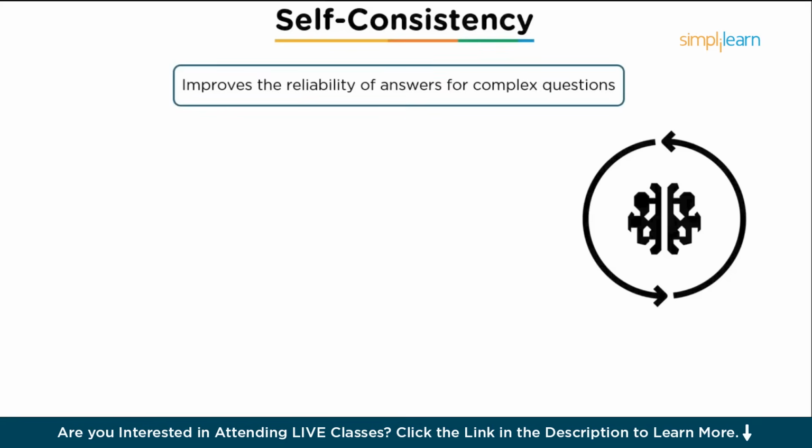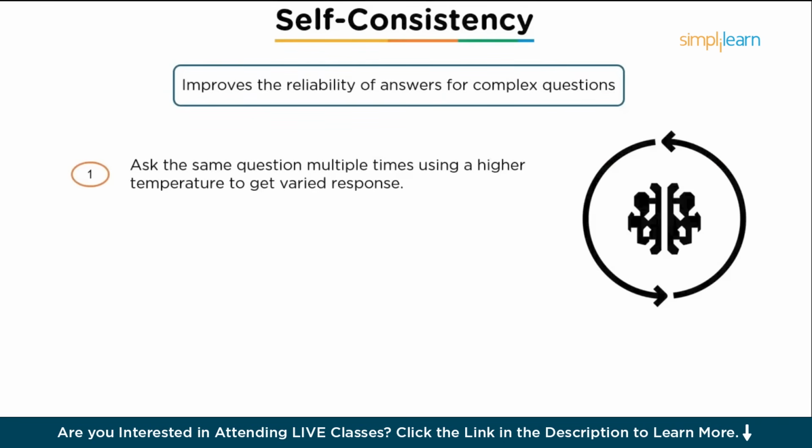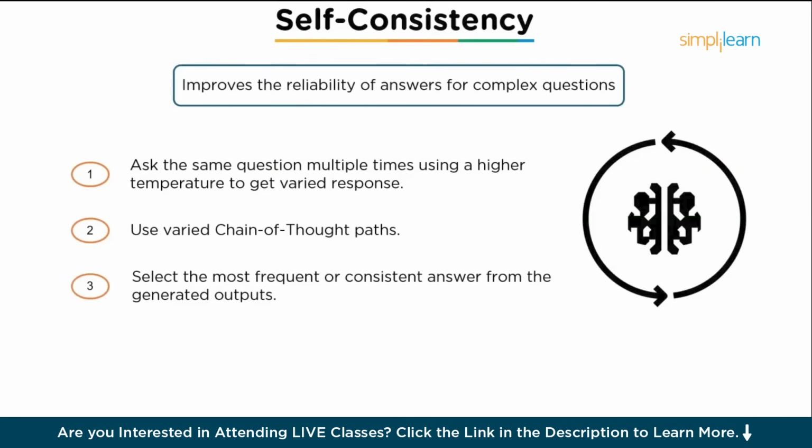This is achieved by first asking the same question multiple times, typically using a higher temperature to encourage varied responses and different chain of thought paths. Subsequently, from these generated outputs, you then select the most frequent or consistent answer, thereby increasing confidence in the final result by effectively having the model cross-verify its own reasoning across multiple attempts.